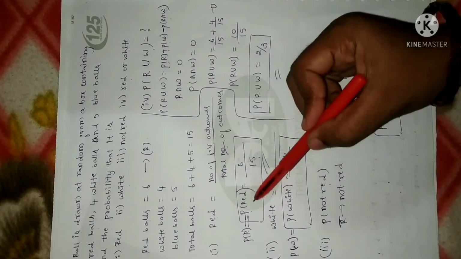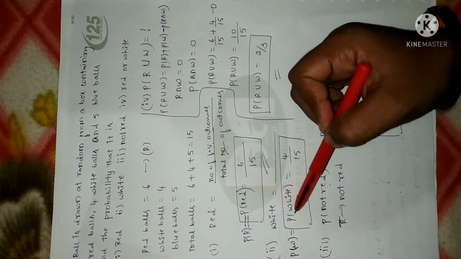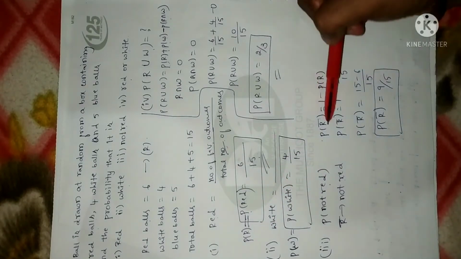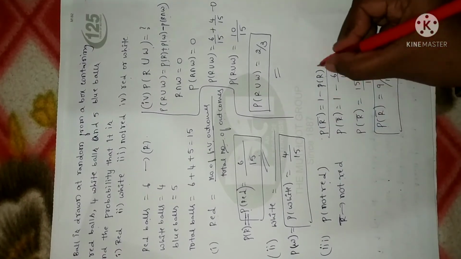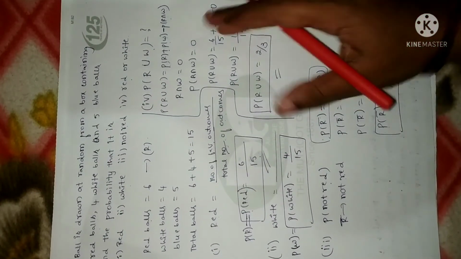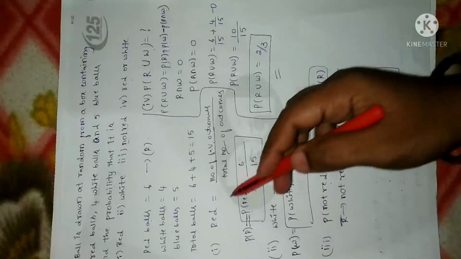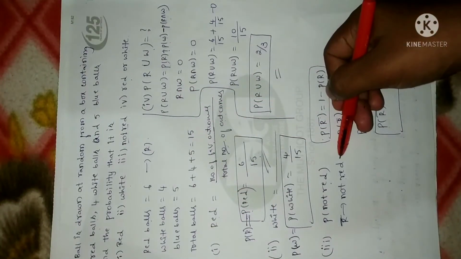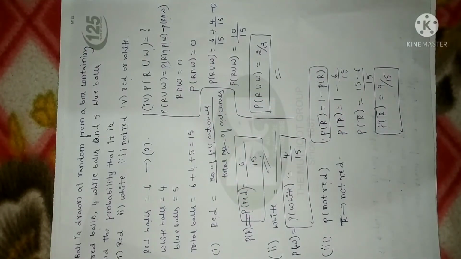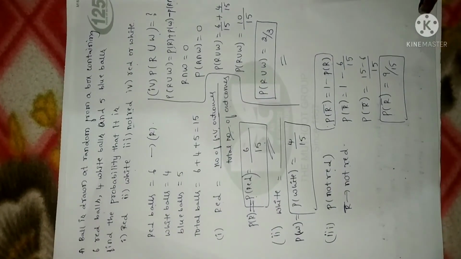Whatever I have calculated, I have taken probability of red as P of R, probability of white as P of W, and this is a relation between an event and its complement. So I have used this. Why? Because they have asked for not red. Not red, in the sense that getting red is the event, so not red is the complement. So I have used the relation. Hope it is clear.